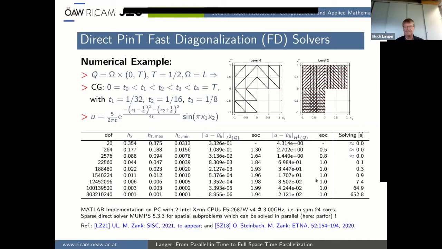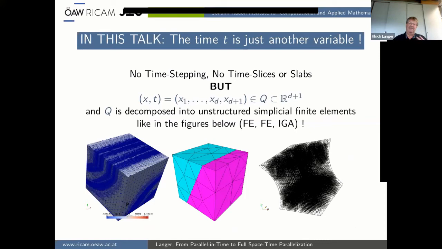We have this in this publication. Okay, in this talk, I will go to unstructured space-time methods. That means t is just another variable, and the time derivative is a convection in time. You can also have convection in space, but then you can have a convection in time. So it's just another variable, in R^{d+1}. Here you see a finite element. I will come back to these two figures. And this is IGA; I will not speak about IGA. This is a moving domain, by the way.